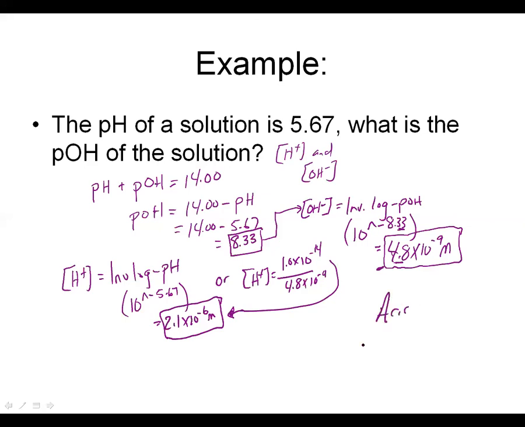And while we're here, the solution should be acidic. The pH here is what we want to look at. It's 5.67. That is less than 7. So it will be acidic in this case. Any questions on how I got any of these numbers, any of these calculations? Obviously, you need to be able to do all these calculations here. Any questions on any of that?